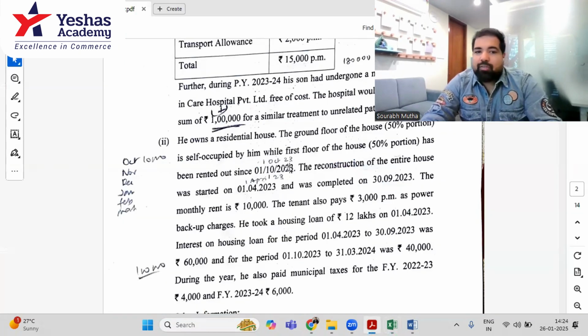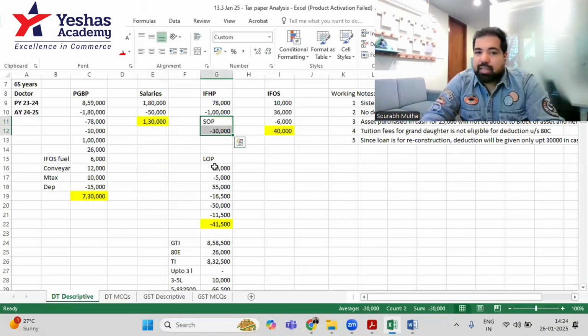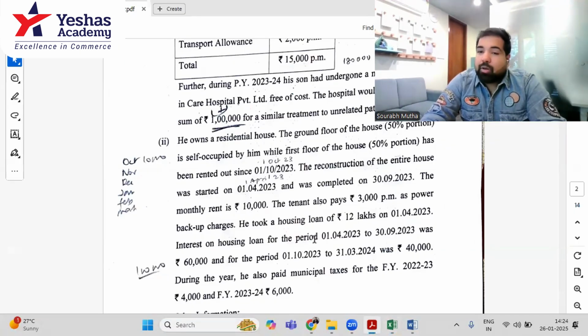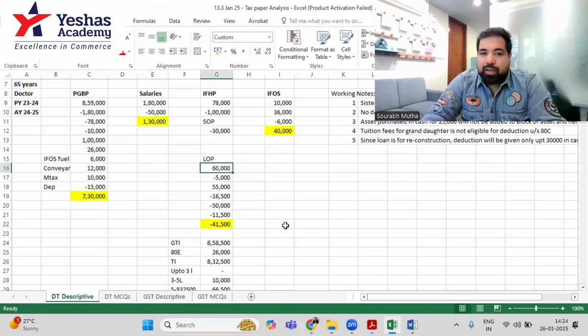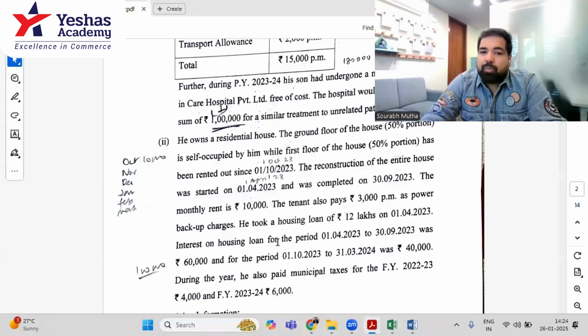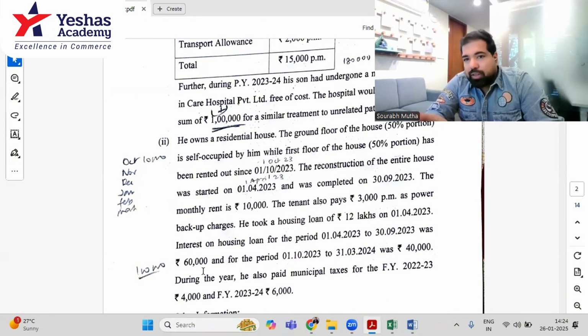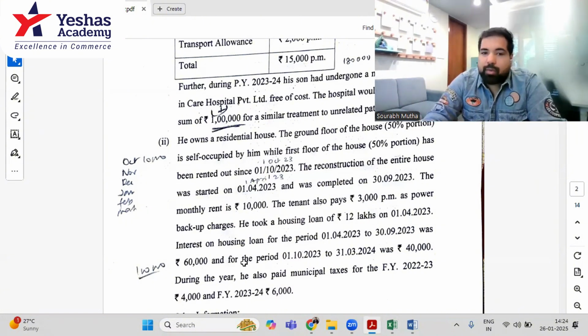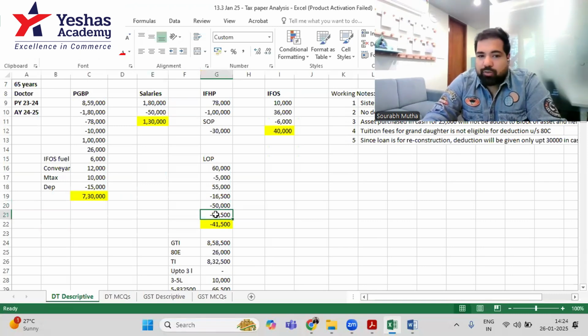What about LOP? He has given the house on rent from 1st October onwards, so for October, November, December, January, February, March. That is 6 months at monthly rent of 10,000, that is 60,000. You will minus the municipal tax, but remember, not 10,000 only, half you have to apportion. So 5,000 municipal tax, your NAV is 55,000, then 30% standard deduction, then interest. Now, the total interest that you're paying for this period is 60,000 plus 40,000, that is 1 lakh, out of which 50,000 belongs to SOP, 50,000 belongs here. So I'm minusing 50,000 here. So it leads to a loss of 11,500 here and a loss of 30,000 there. So overall loss of 41,500, which is from IFHP.